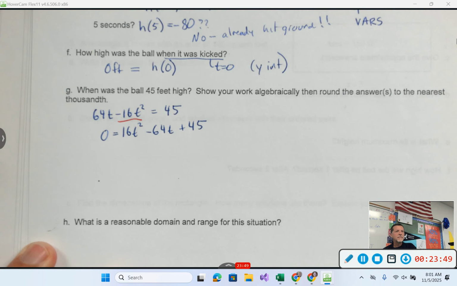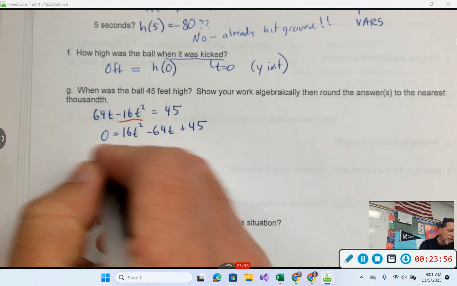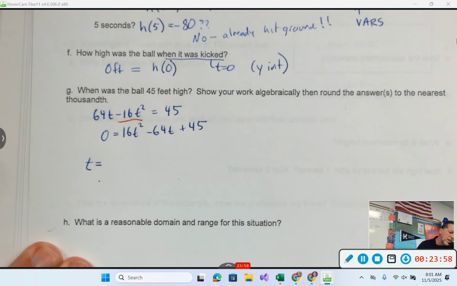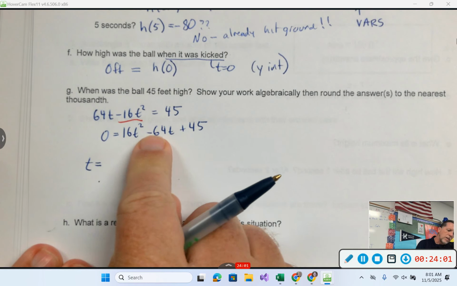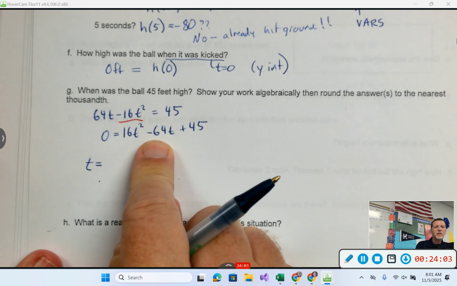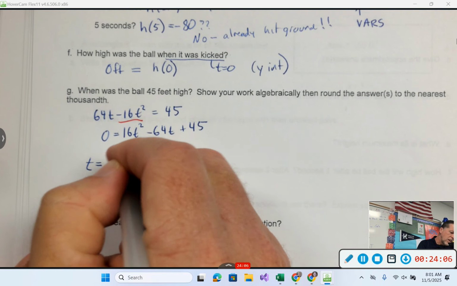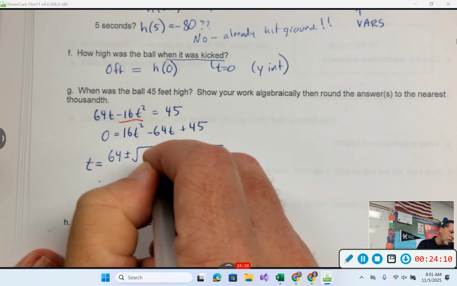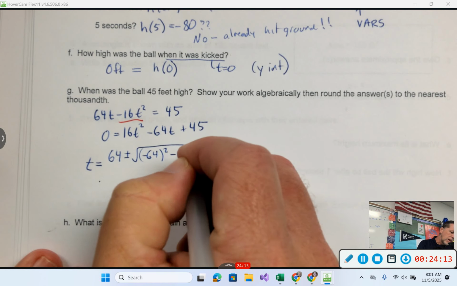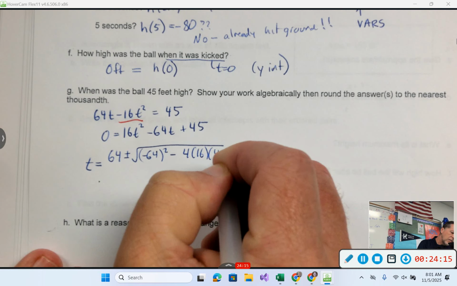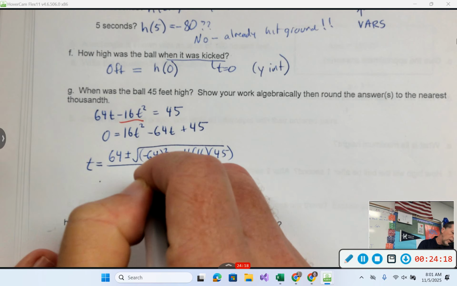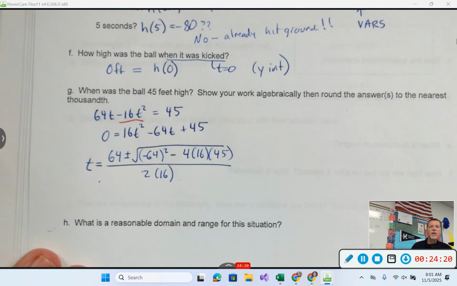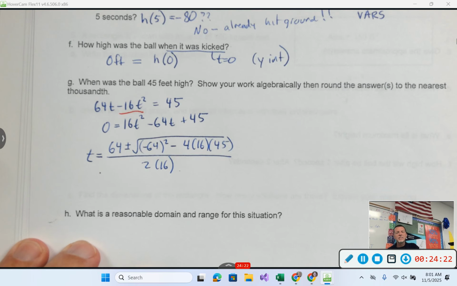Oh, I see. So get to sing the song. Well, I guess it's t equals in this case, but same song. T equals, what's negative b going to be? Positive 64, plus or minus the square root of, I do not know what negative 64 squared is, minus 4ac, all over 2a. That's ugly, but I have a calculator.